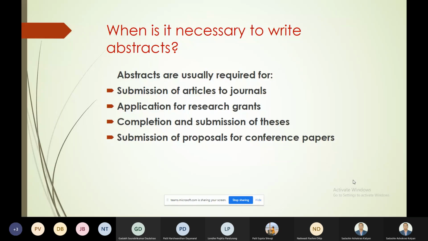And whenever you want to complete your thesis, the abstract is considered an important point. And whenever you want to submit proposals for conference papers, first you need to submit your proposal. When they evaluate your proposal, they will send us some feedback, or they will demand our paper from us. So it is important to understand when it is necessary to write an abstract. This is going to be helpful to us.